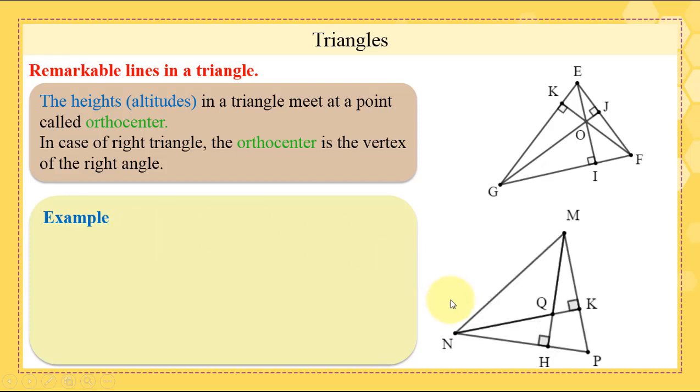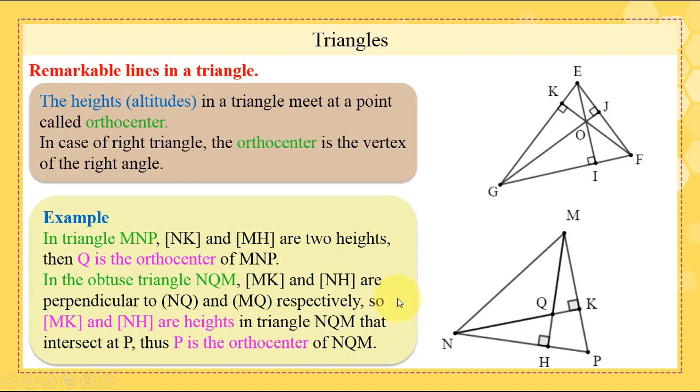Example: in triangle MNP, we have the two heights MH and NK intersect at Q, then Q is the orthocenter of triangle MNP. Now, if we take the obtuse triangle MQM, in the obtuse triangle MQM, we have MK and MH perpendicular to MQ and MQ respectively. So, MK and MH are the heights in triangle MQM, but these heights intersect outside the triangle. They intersect at point P. In an obtuse triangle, the orthocenter is outside the triangle.